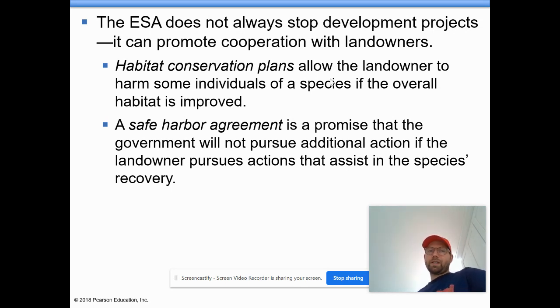The ESA doesn't always stop development projects. Particular landowners can draw up what are called habitat conservation plans. This allows the landowner to own that property and protect it in a way that protects the habitat and also improves it. There's also a safe harbor agreement, which is a promise that the government will not pursue any additional action if the landowner pursues actions that assist in the species' recovery. What that means is that if you have done something to a species, but you've shown that you can help assist that species in recovery, there's an agreement that in good faith you're not going to be prosecuted for that.